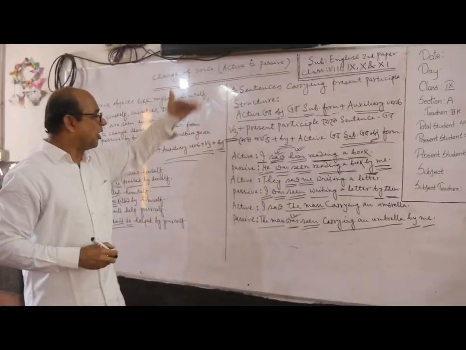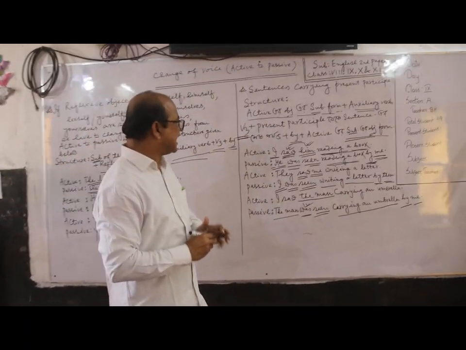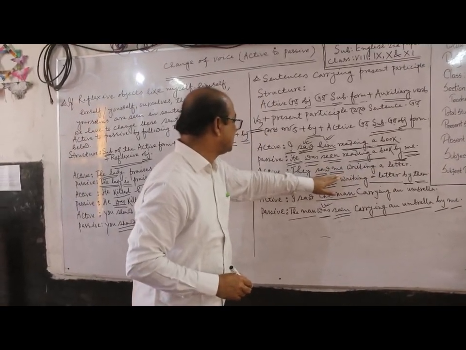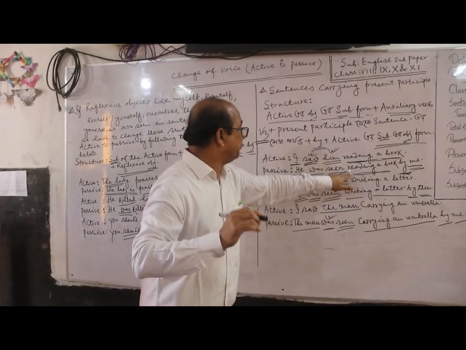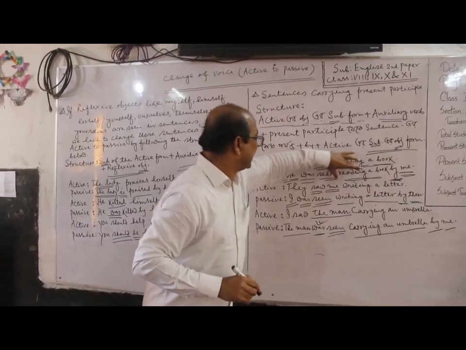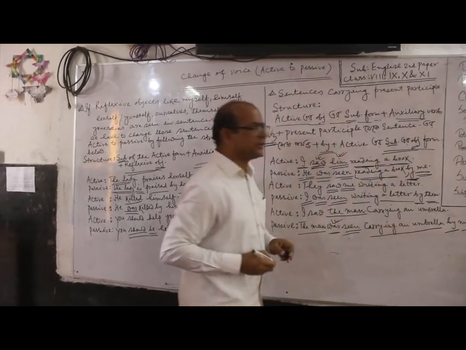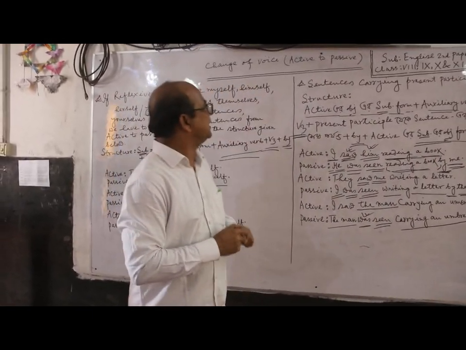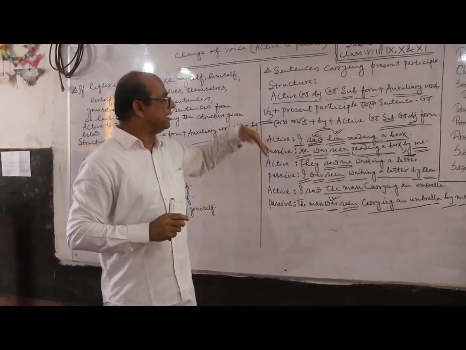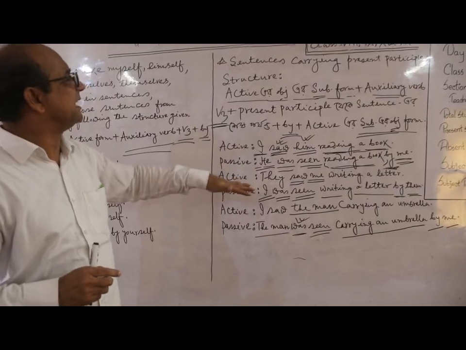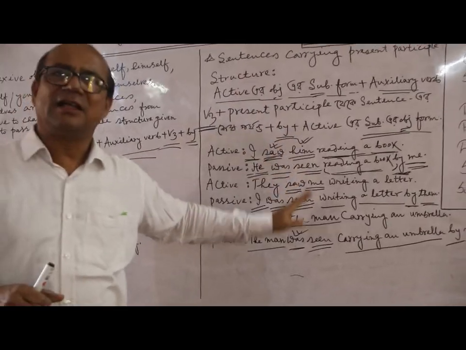So this is all about the sentences carrying a present participle. You should only keep the present participle and the extension part after the verb, after the past participle form of the verb. That means between the V3 and "by," you will place it. So you will be able to successfully do the sentences carrying a present participle. I hope all of you will be able to change the sentences from active to passive when there is a present participle in the sentences.